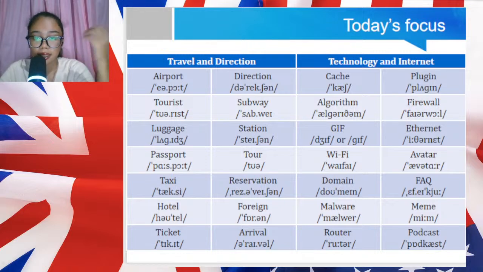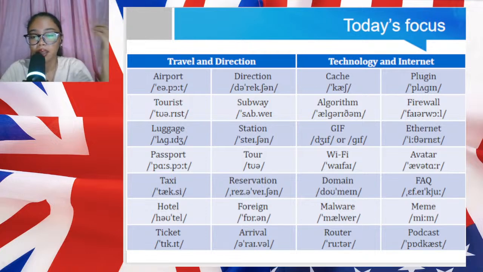Okay, very good. Ticket. Yes. Direction. All right. Subway. Station. Very good. Tour. Very easy one. Okay. Reservation. Very good. Foreign. Okay. Arrival. Again. Arrival. All right.